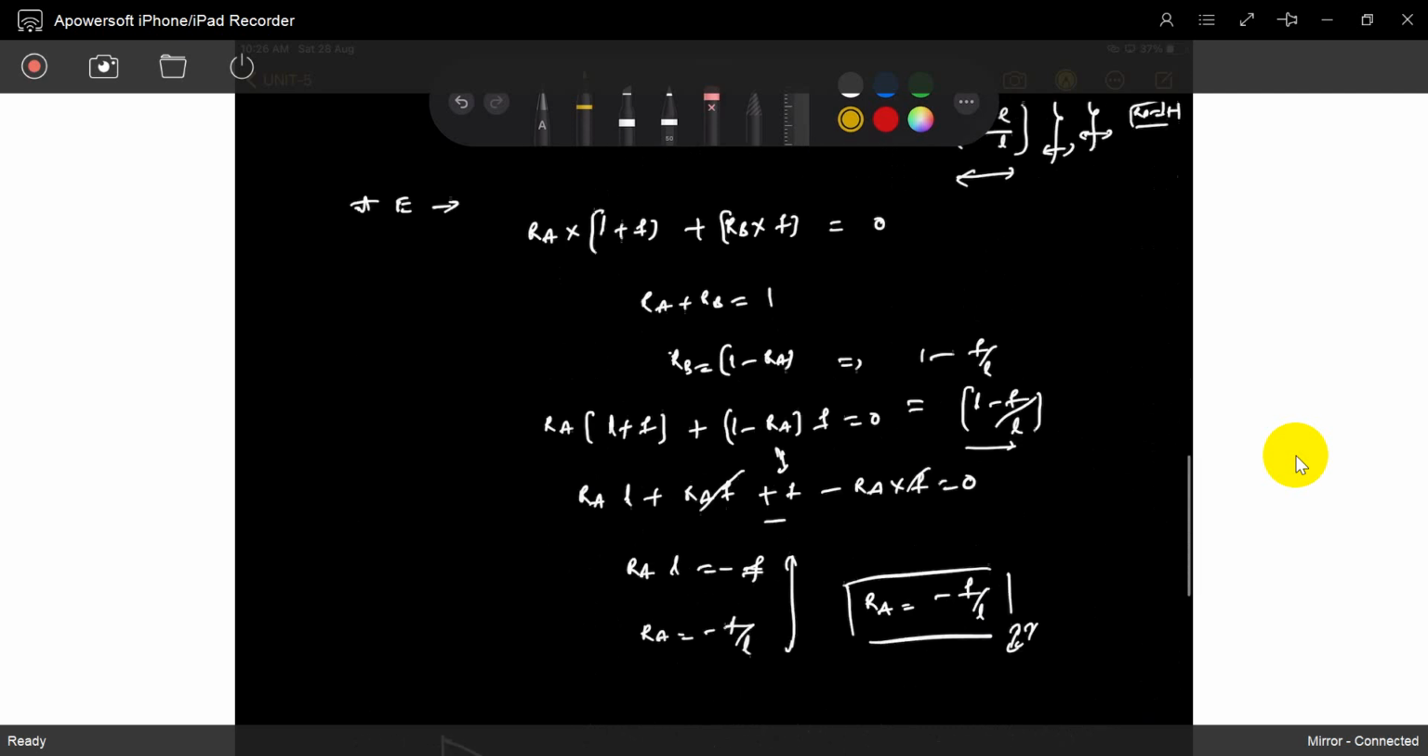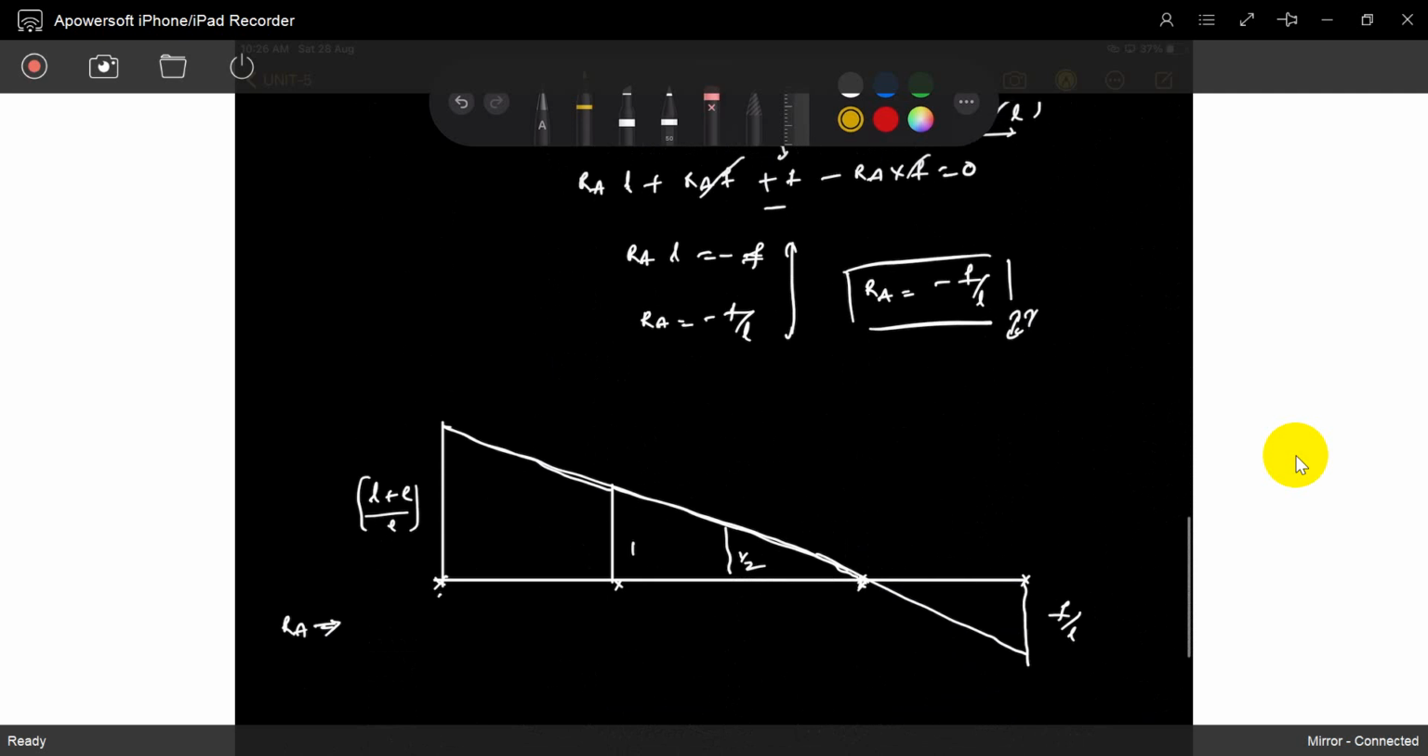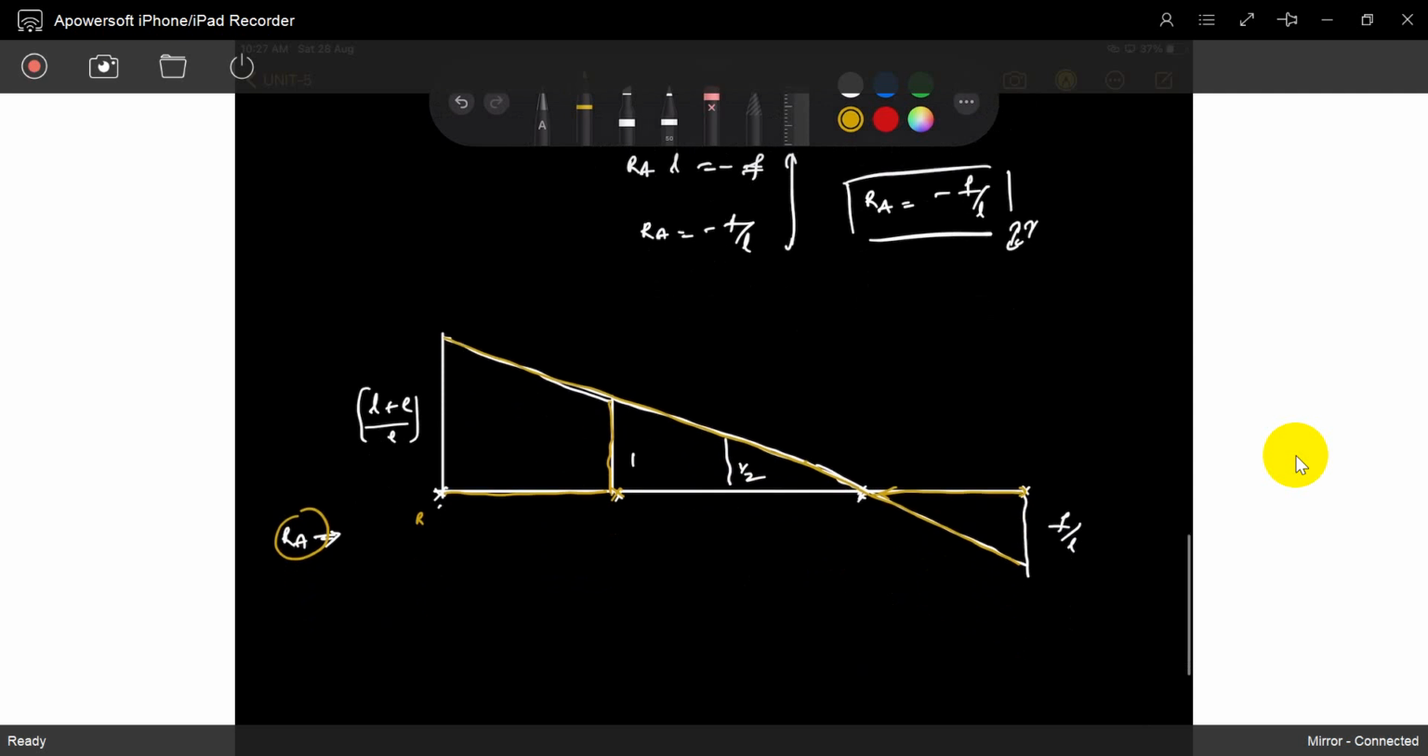That's the case. This is the ILD for RA. RA is greater than 1 when the load is on this portion. RA is negative when the load is on this portion. If you observe it, it is just a straight line. There is no change at all. This is exactly a straight line, maintaining the same slope. Same thing.